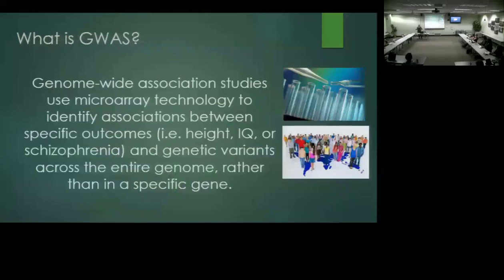Right, so what is GWAS? Probably this room does not need this definition. But basically, this is using microarray technology to identify associations between specific outcomes, height, IQ, schizophrenia, in our case, things like brain volumes, white matter microstructure, and genetic variants, looking across the entire genome rather than confining yourself to a specific gene based on what is probably inadequate a priori knowledge.